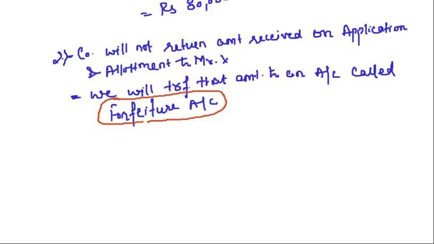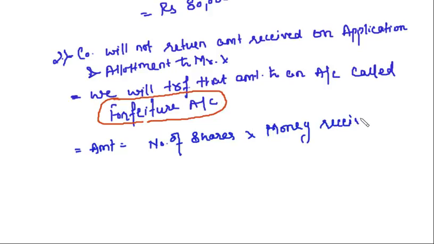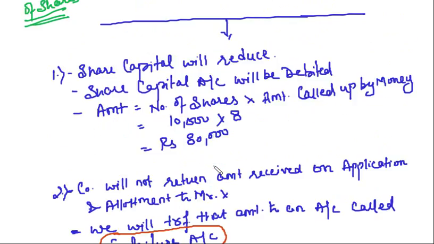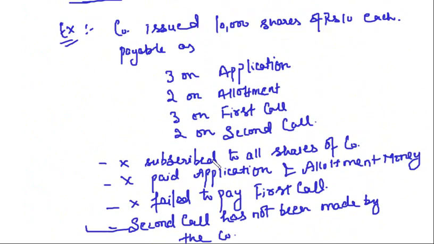So what will be the amount in the forfeiture account? Whatever you have received, the calls that you have received: amount is equal to number of shares into money received. Now, can you tell me the number of shares? 10,000. How much money has been received by the company? See, application 3 rupees received, allotment 2 rupees received, first call 3 rupees not received. So whatever has been received will be transferred to forfeiture account.